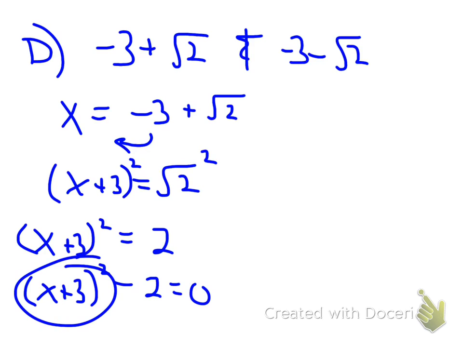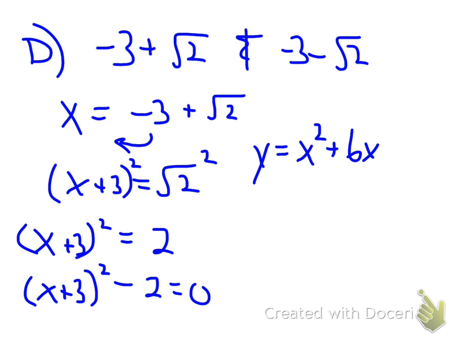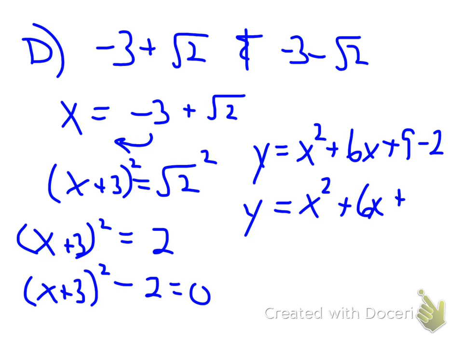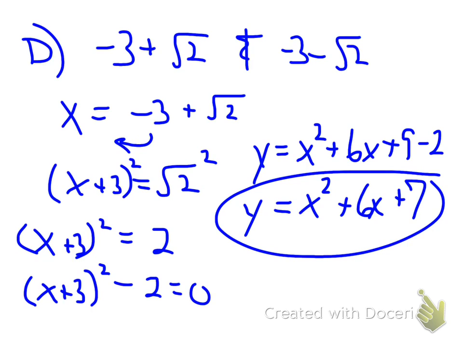I'm just going to expand this part right here. So I have y equals x squared plus 6x plus 9 minus 2. And then just combining those last two terms right there, x squared plus 6x plus 7. That is the quadratic that gives these solutions.